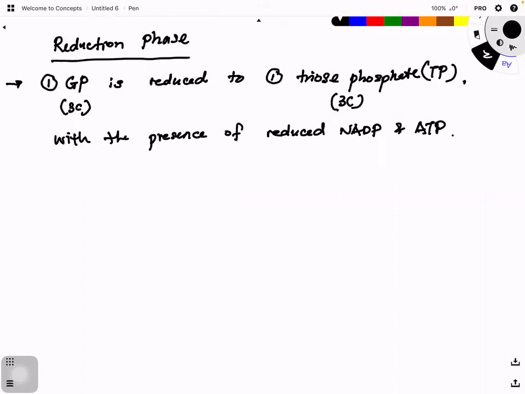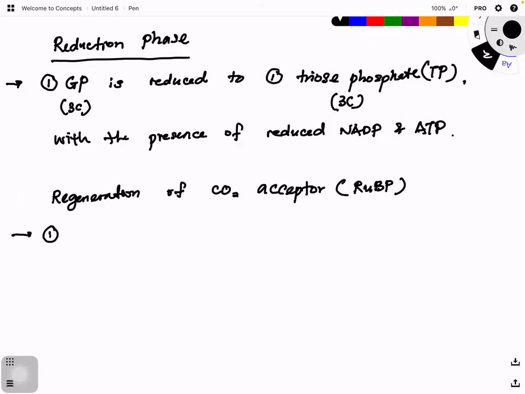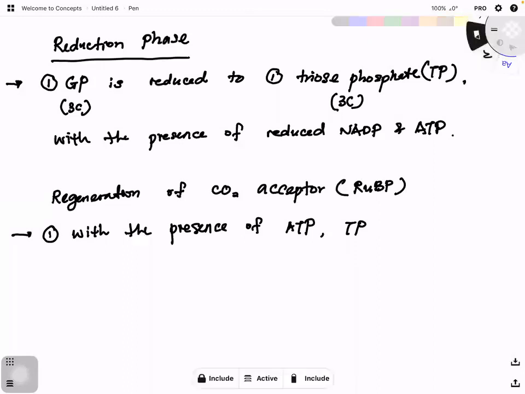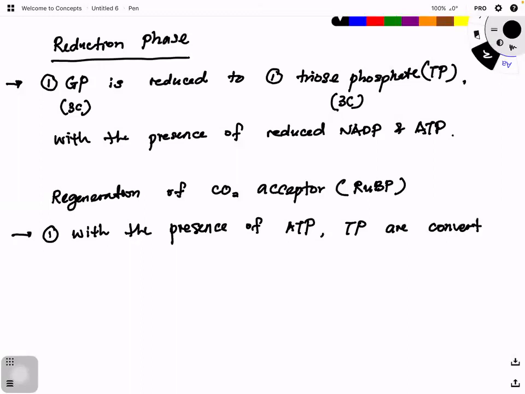Next, we have the regeneration of the CO2 acceptor, which is RuBP. Again, with the presence of ATP, this one ATP only. So TP and ATP are converted to RuBP. Just write like this, enough already. Do not need to mention how many molecules. If you want, totally up to you. So this is the regeneration of the CO2 acceptor. And then the product synthesis phase.